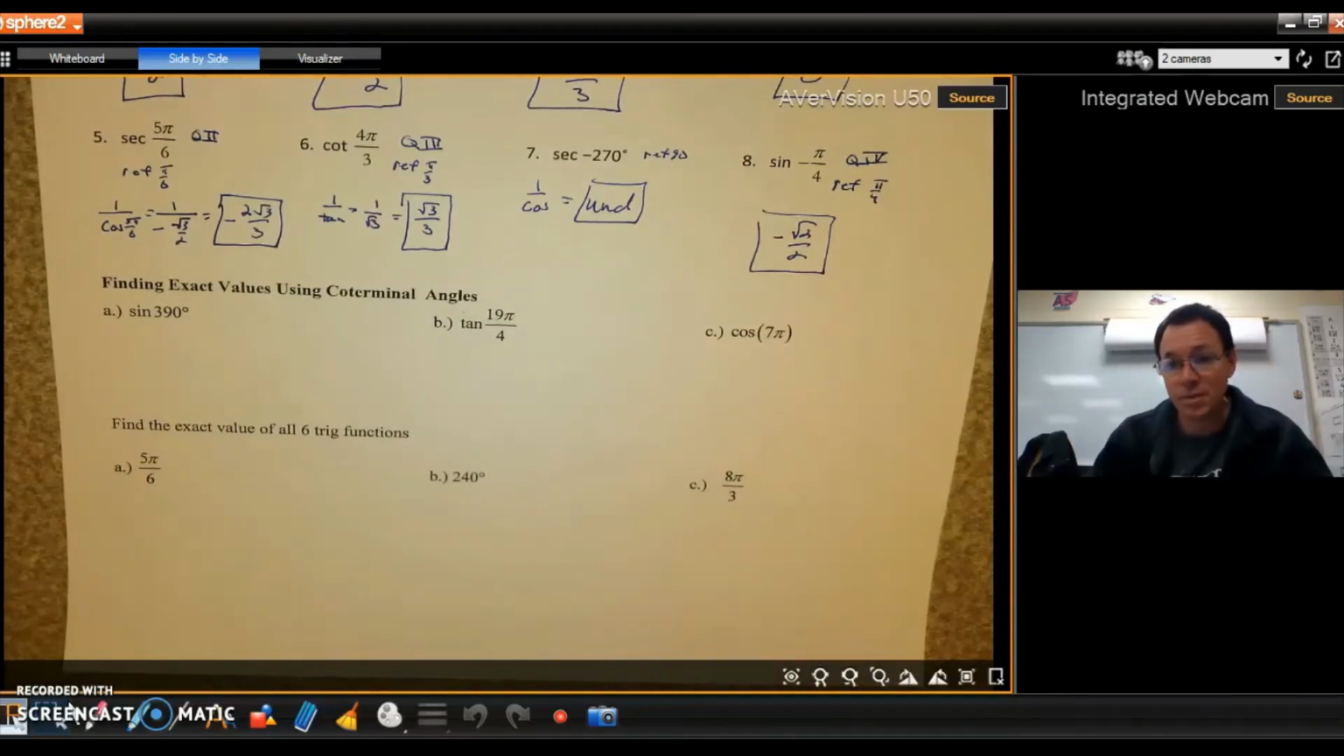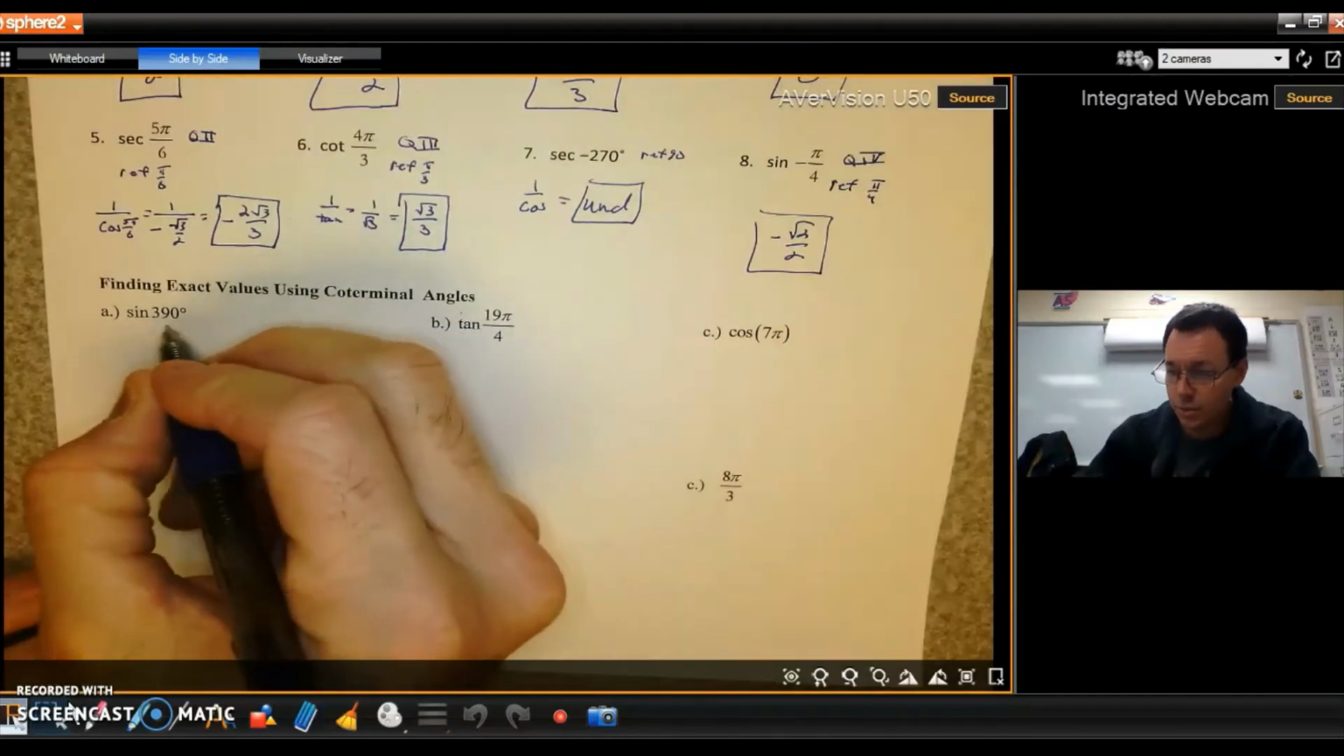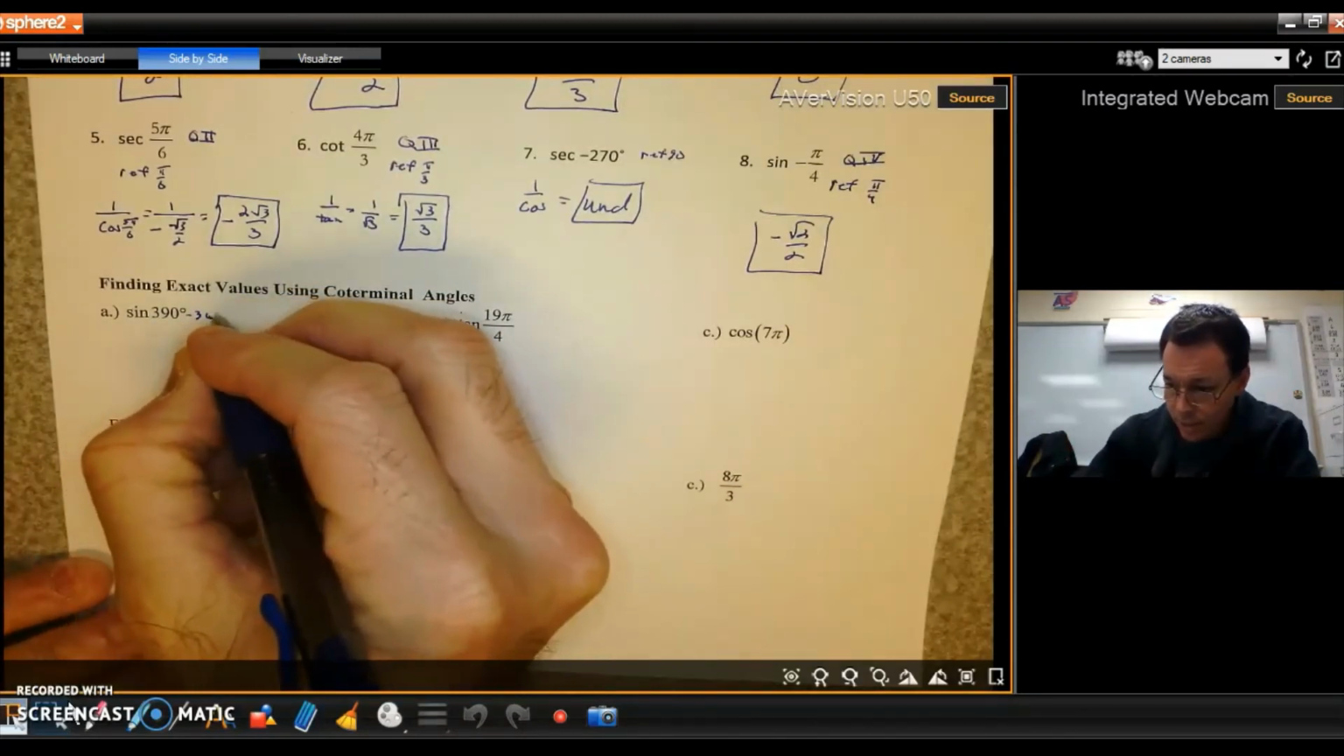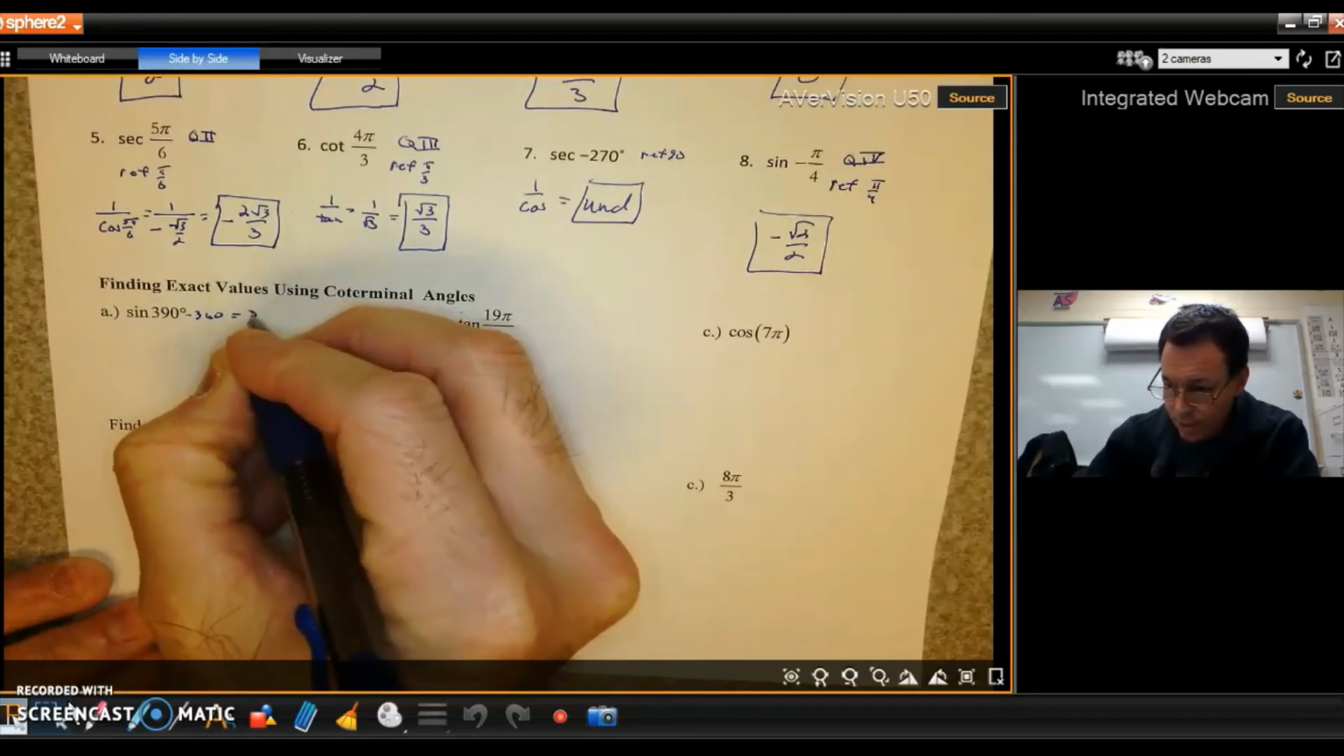Well, we're going to do what we did before. We're going to unwind them. We're going to turn this, so this will be a two-step. We're going to first turn this into a coterminal angle that we can better understand. So 390, we're going to subtract 360, that's going to be 30.